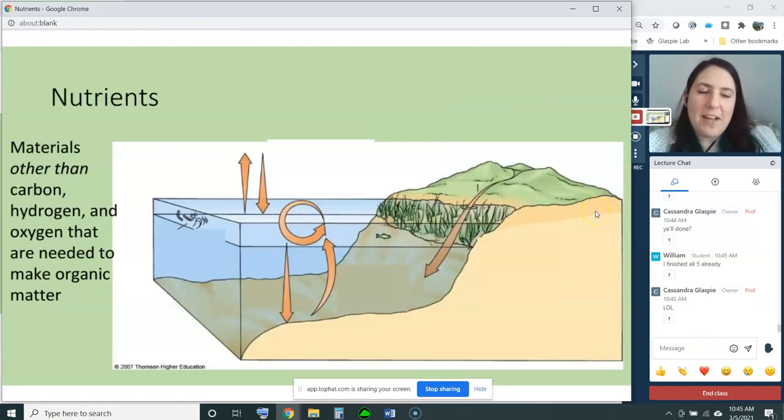All right, so in that video, you learned about a watershed that's pretty close to home, and where the material that fuels ecosystem production comes from. Not just generated in the marsh itself, but it also comes down through the river as organic material and nutrients. And when I talk about nutrients, I mean materials other than carbon, hydrogen, and oxygen that are needed to make organic matter, materials that are needed for life.